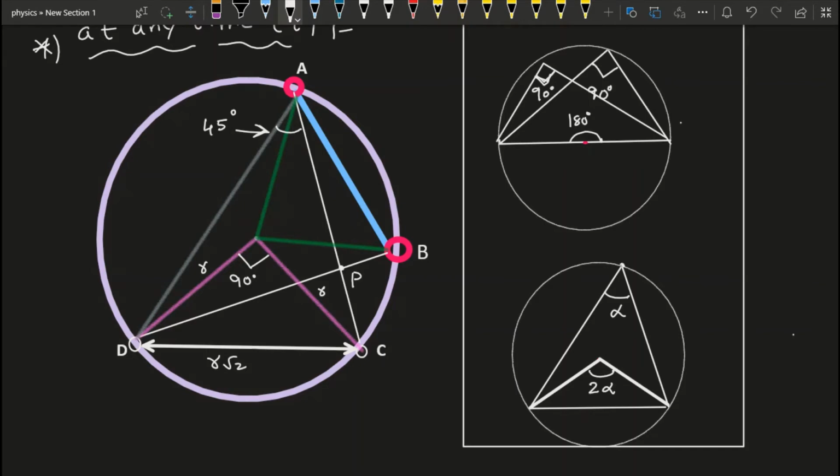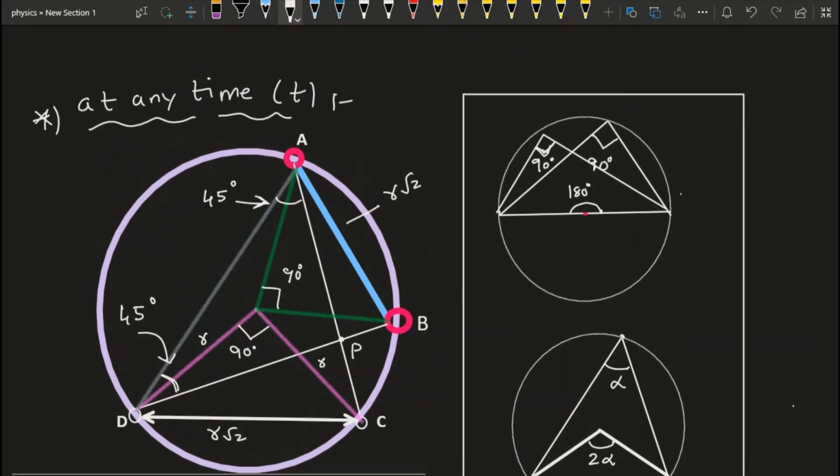So always this angle is 45 degrees. So angle DAC is always 45 degrees. And in a similar manner, you can see the length of the rod is also r root 2. And the angle subtended by the rod at the center is again going to be 90 degrees. Now this angle is also always 45 degrees during the motion.